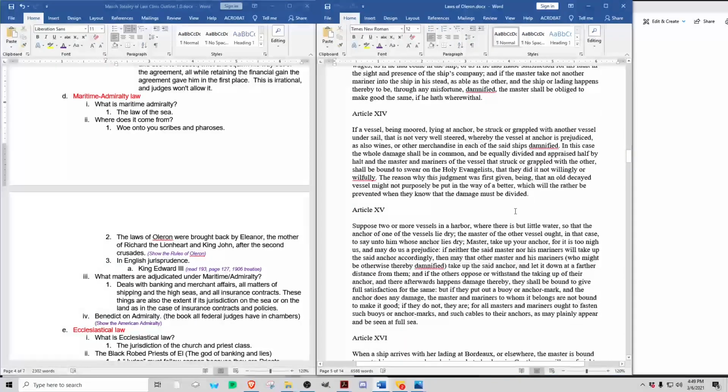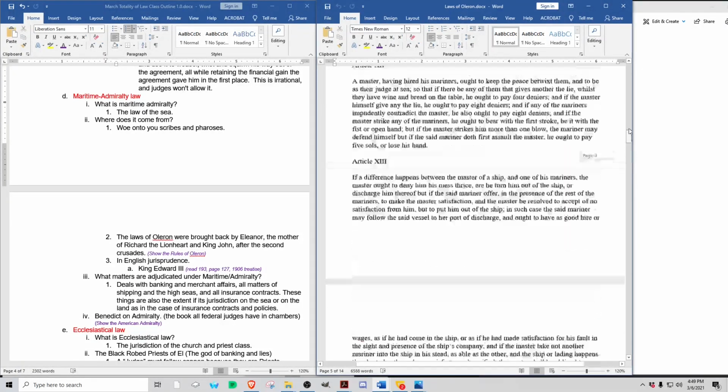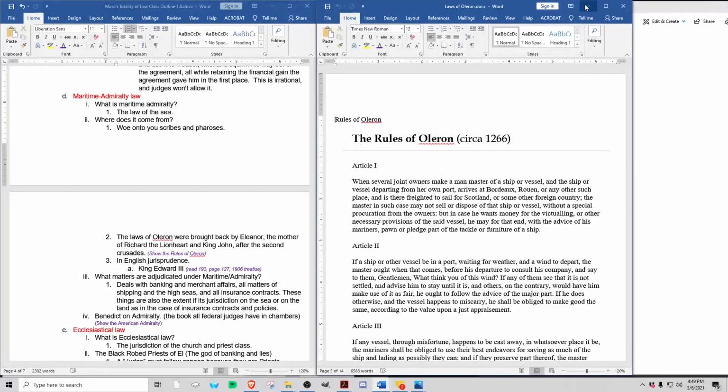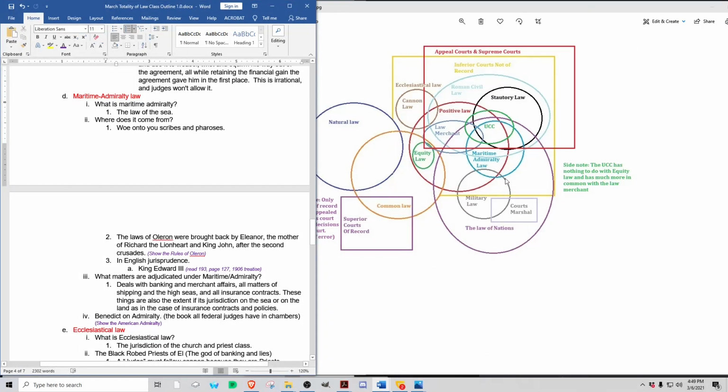But if you have absolutely zero knowledge of what maritime admiralty law is, it pretty much all starts with the laws of Oleron, or the rules of Oleron. So you can just start there. That's your good, solid basis for understanding maritime admiralty law, and it is the basis of what it became in England under Edward III. So that's the laws of Oleron.